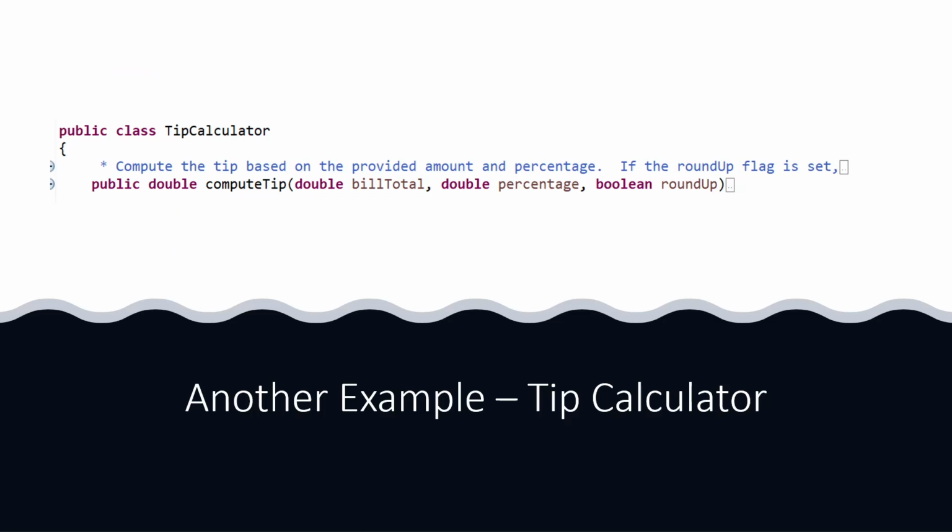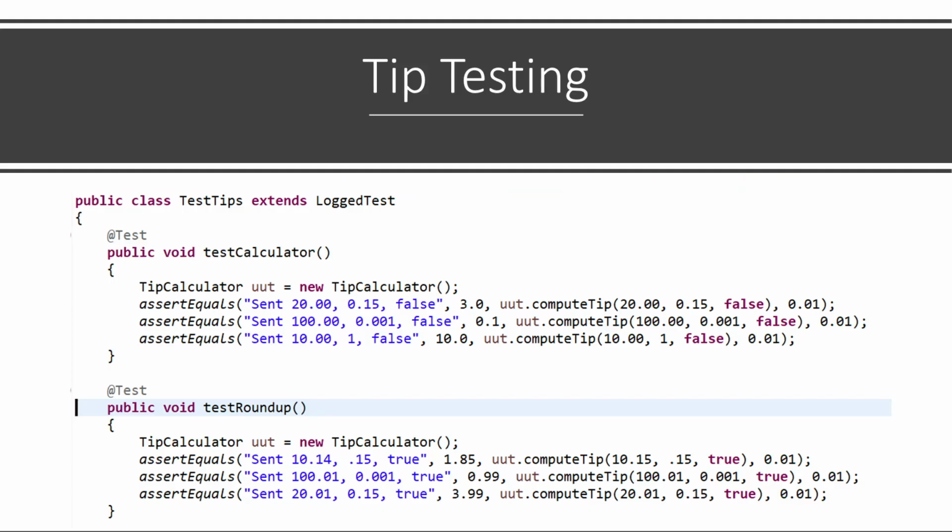Here is the tip calculator. It has one method inside of it, compute tip, and its only function is to figure out that tip. But you notice here, compute tip actually has 3 parameters, the third of which is a Boolean. So in this case, I have 2 different types of tips going on. I have the basic calculator, which is the top one here, test calculator, and then I have the test roundup.